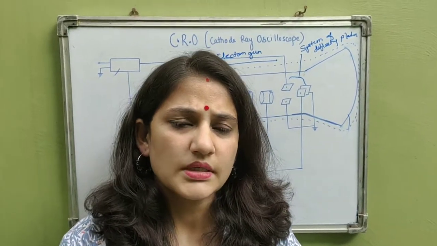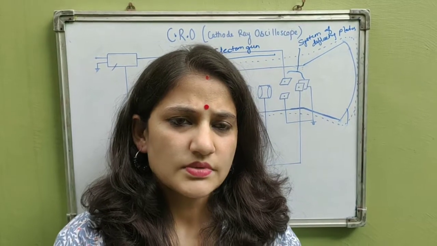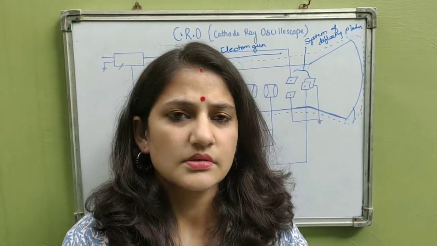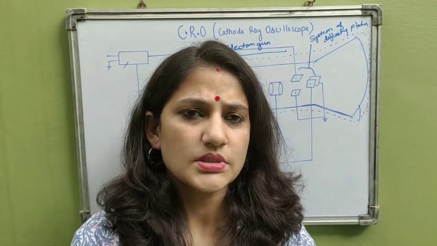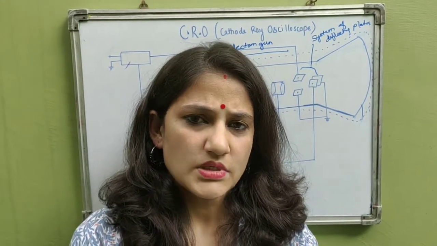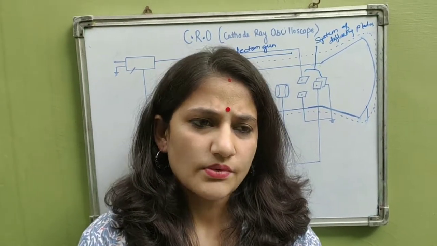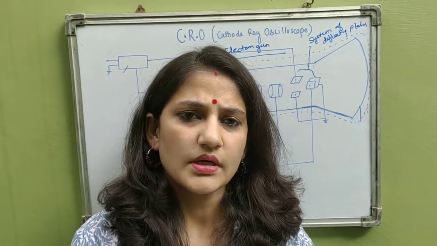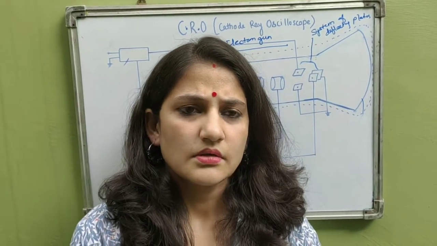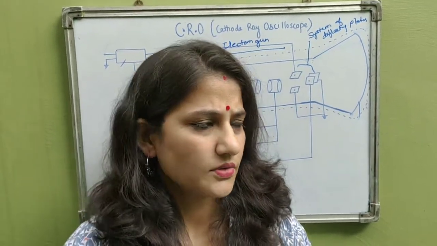First, I want to explain the CRT: what is the purpose of the CRT and how it works. The purpose of the CRT is to produce a fine beam of electrons which then strikes the fluorescent screen to get a spot of light. So with the help of the CRT we can generate the beam of electrons.